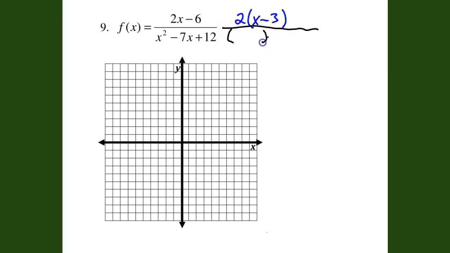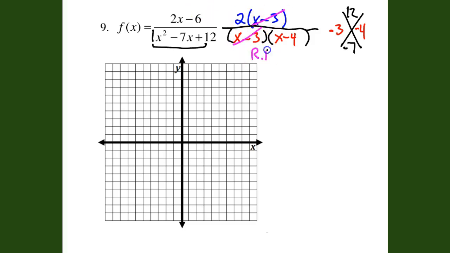And then the denominator will be what multiplies to 12 and adds to negative 7. Factors are 3 and 4, but they both need to be negative to add to negative 7, and they still multiply to positive 12. So x minus 3, which will cancel, and x minus 4. So the removable discontinuity is 3.